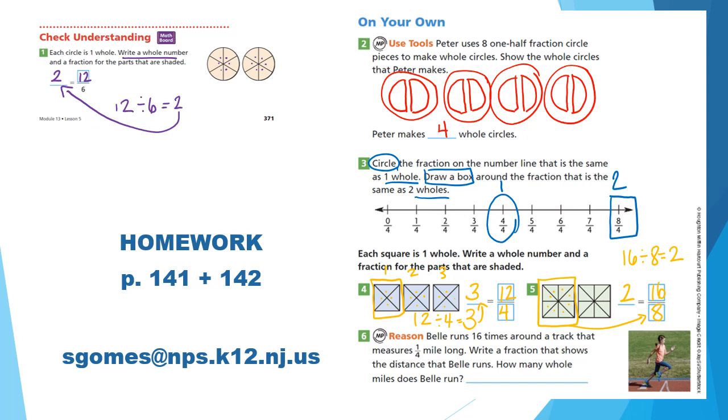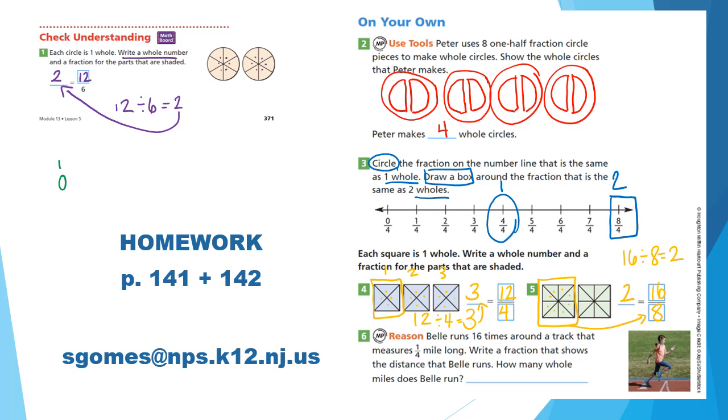Okay. And the last one, Belle runs 16 times around a track that measures 1/4 mile long. Write a fraction that shows the distance that Belle runs. How many whole miles does Belle run? Well, for this one, I think I'm going to make a number line. You know, she's using miles, so I'm going to make a number line, and I'm going to do it here so we have enough space, okay? And I know that my number line, I'm going to start at 0. And from 0 to 1, how many equal spaces should I have from 0 to 1? Okay, that's right. I should have 4.